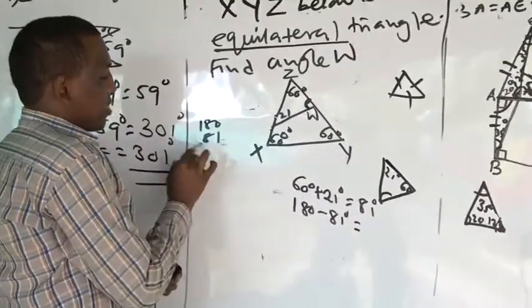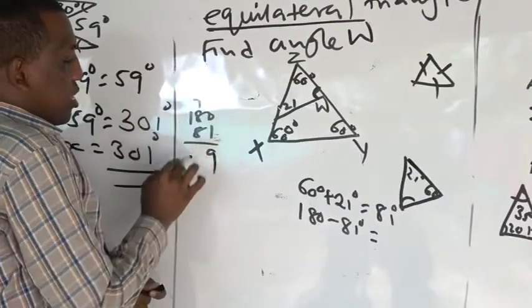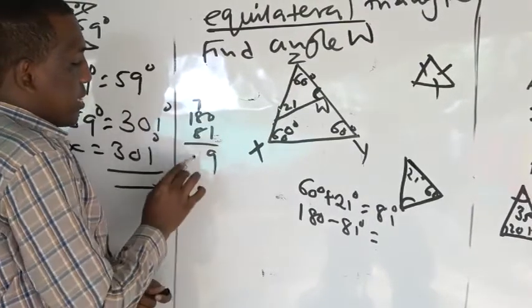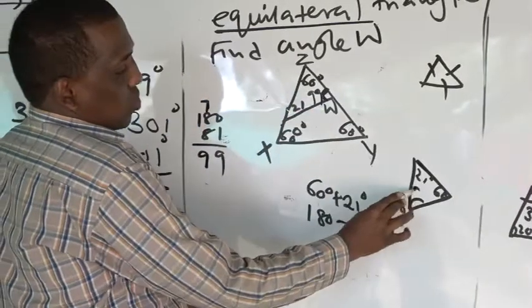180 minus 81. Here remains with 9. Here remains with 17 minus 8 is a 9. So 99. Here is 99. So this angle is 99.